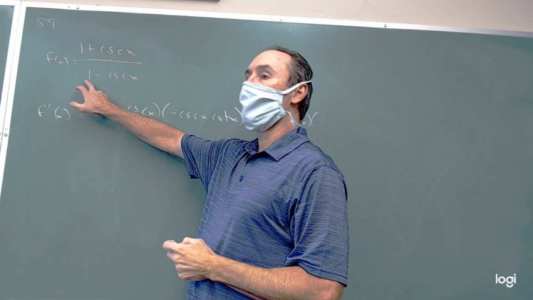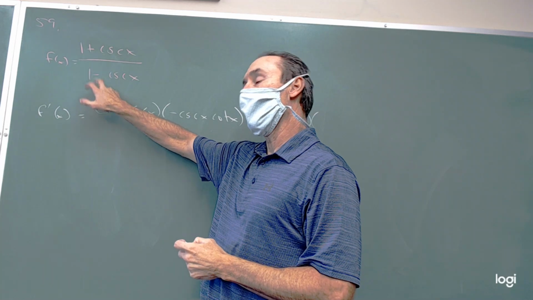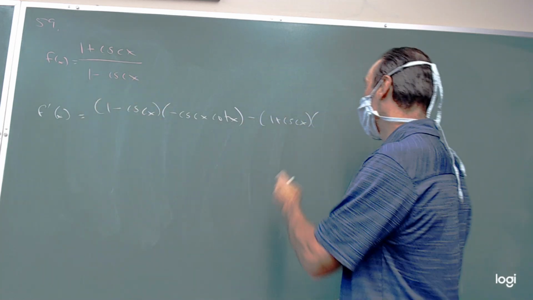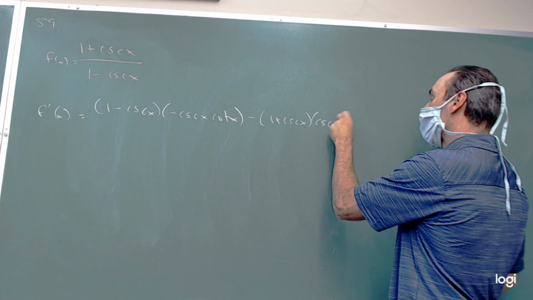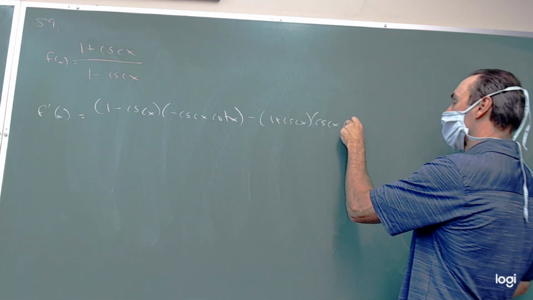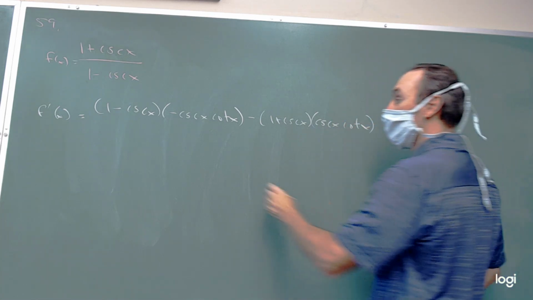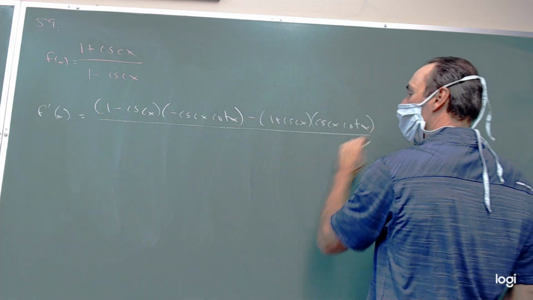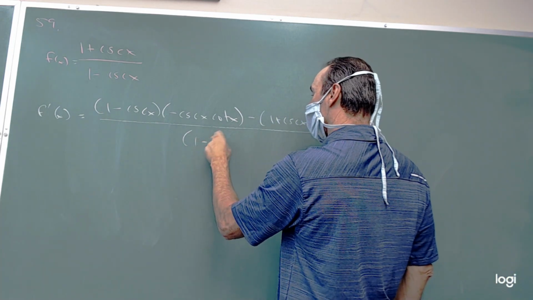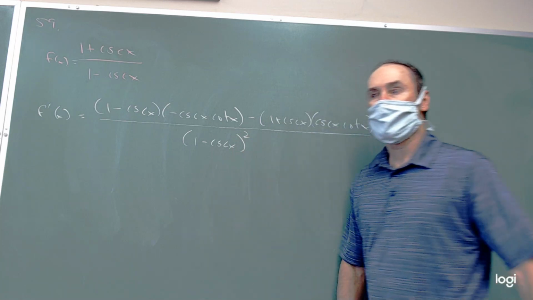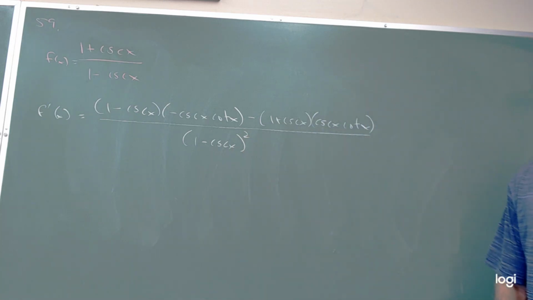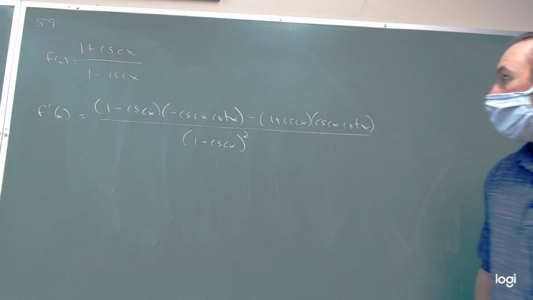So the derivative of 1 is again 0. The derivative of a negative cosecant is going to be a positive cosecant x cotangent x. That sound okay? All over that denominator squared, 1 minus cosecant x, quantity squared. So the calculus is done, but we're probably going to have to do some simplification here.